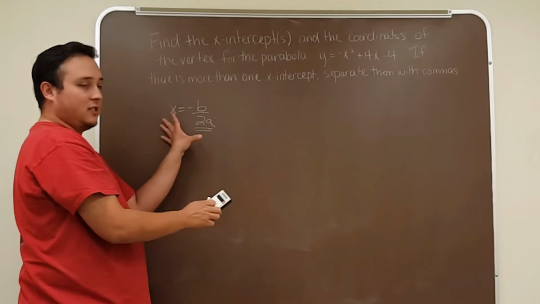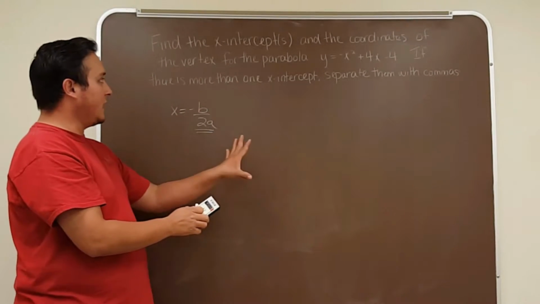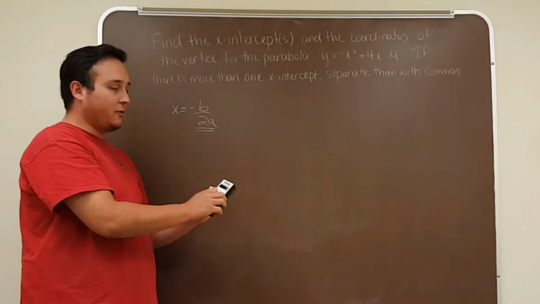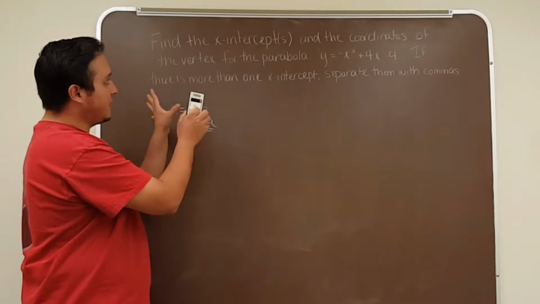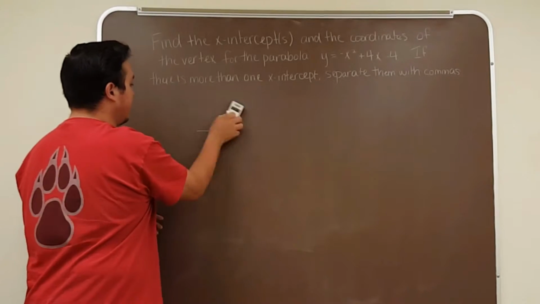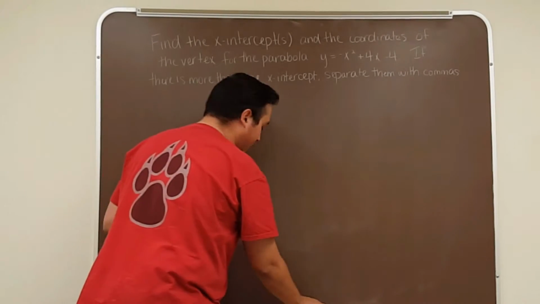So instead of using this equation and finding the x value of the vertex and then the y value of the vertex and then finding the x-intercepts separately, I'm going to have you find the x-intercepts first, and then we'll find the midpoint to find the x value of the vertex. And I'll show you how that works.